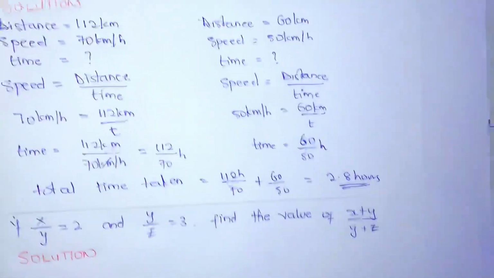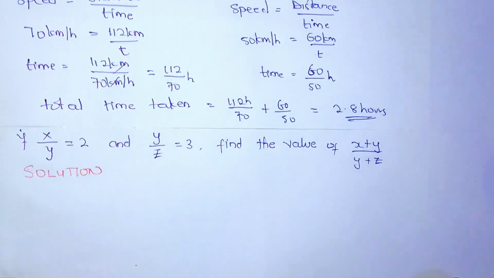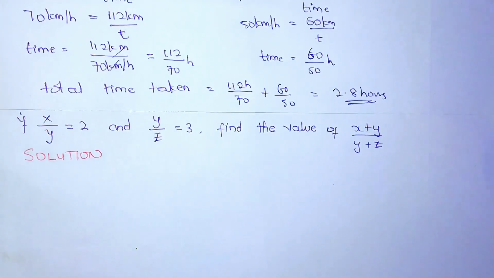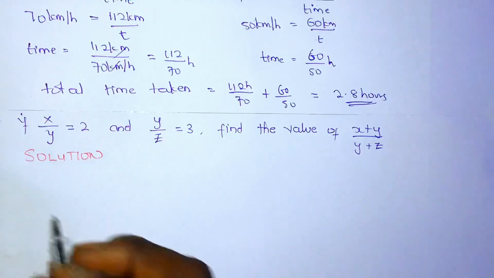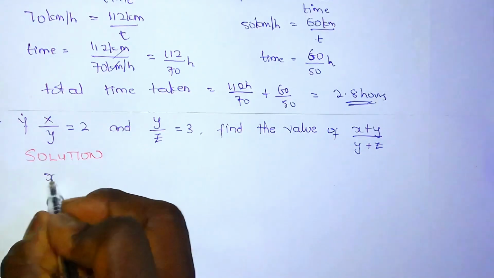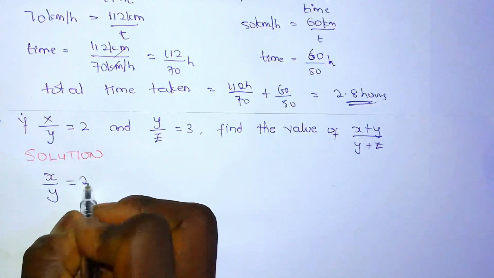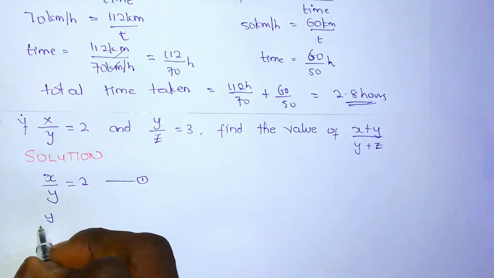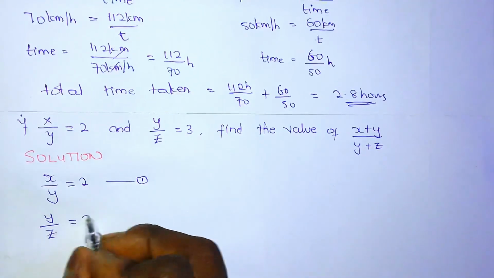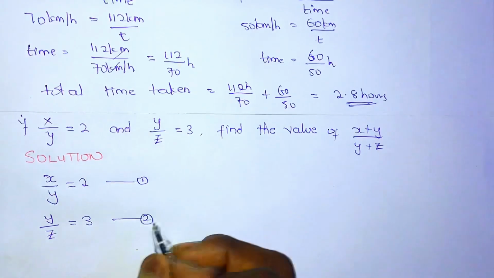Now on part B, we are told that if x over y is equal to 2 and y over z is equal to 3, we are asked to find the value of x plus y all over y plus z. So x over y is equal to 2, let's say this is equation 1, and y over z is equal to 3, say this is equation 2.